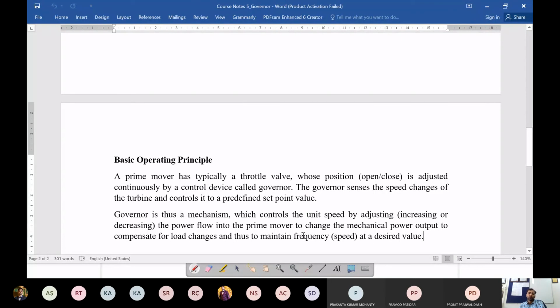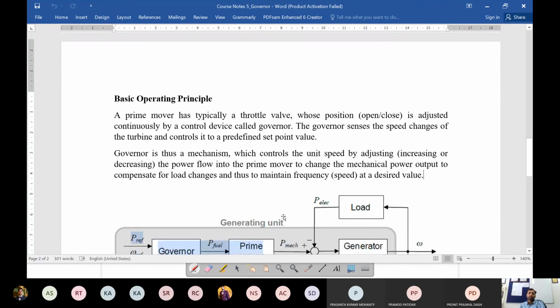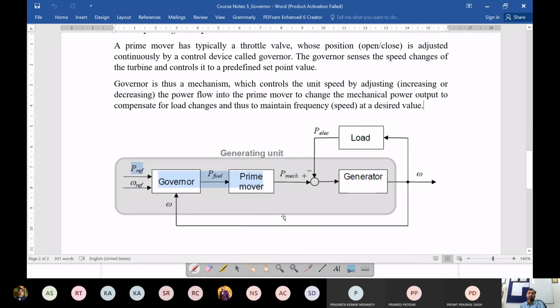So what initiates the action on the part of the governor is the load changes, and the governor responds by controlling the power flow going into the prime mover or the turbine. We can create a simple block diagram for understanding the behavior of the governor. This is the control scheme for the overall generating unit. Those from an electrical background must be aware of how you make a control diagram; for others also, it is very simple.